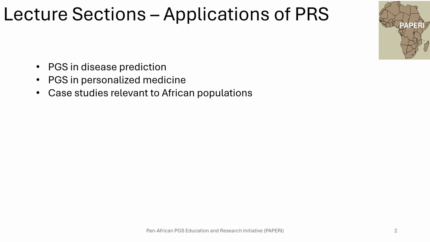This lecture is split up into three sections. We're going to first look at polygenic risk scores in disease prediction, and then we're going to discuss the use of polygenic risk scores in personalized medicine. And then finally, we are going to examine the use of polygenic risk scores in African populations.